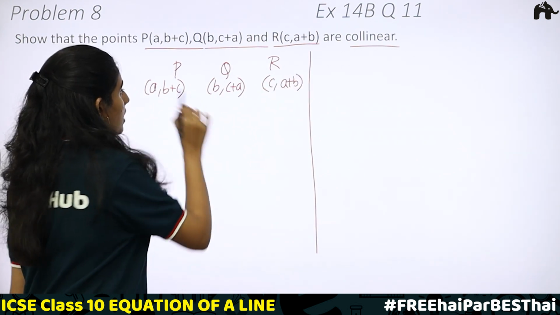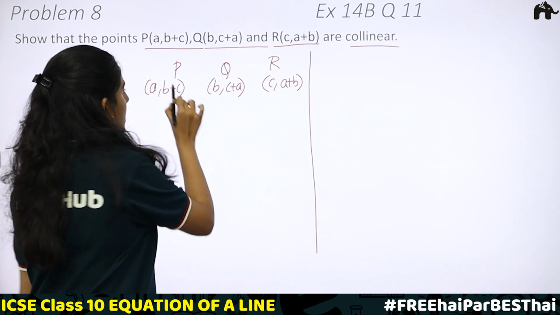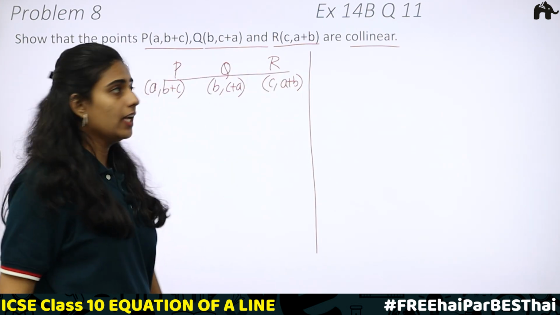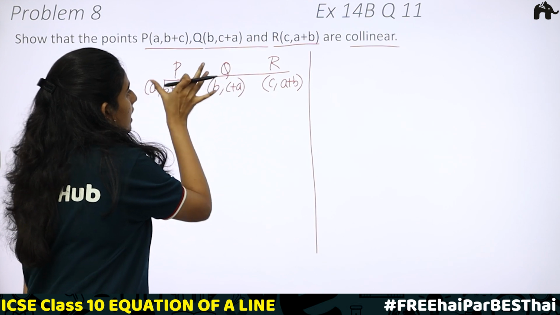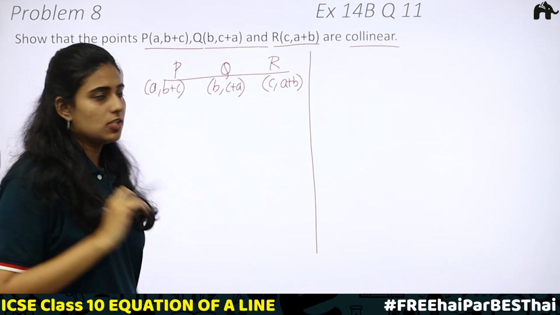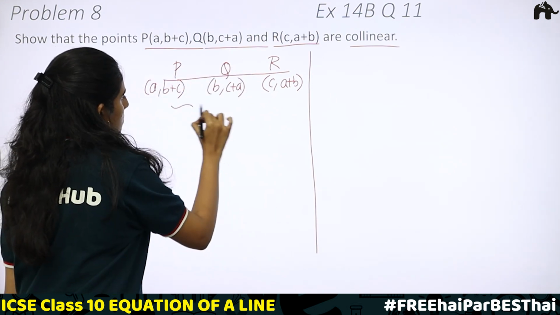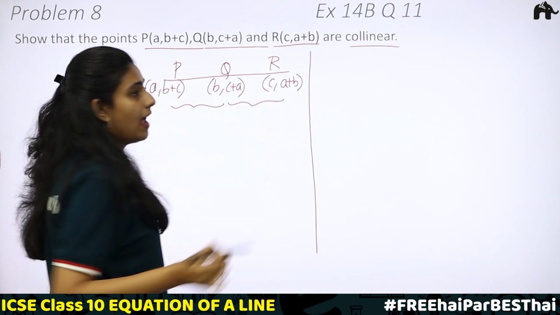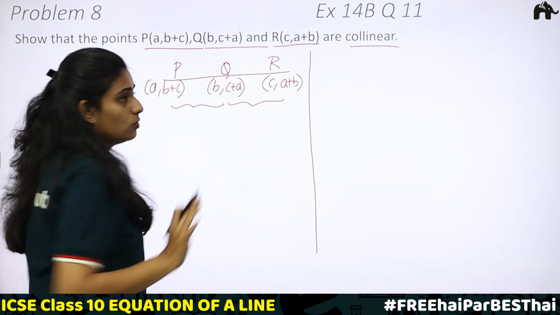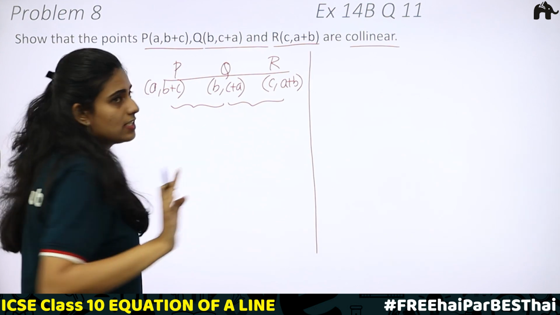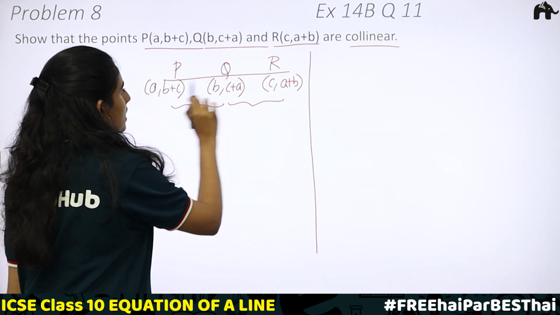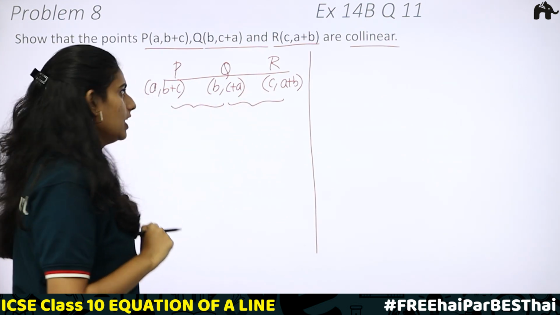If they are collinear, they lie on the same straight line. Now we have to show that these points lie on the same straight line. If I take the part PQ and the part QR and find the slope of these two, and if I get equal slopes, then I can say that these 3 points lie on the same straight line.